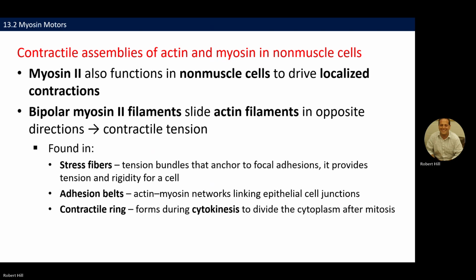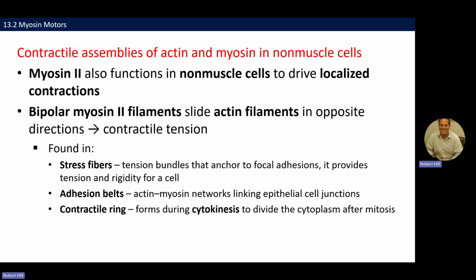So in non-muscle cells, what happens is these bipolar filaments of myosin 2 basically slide actin filaments in opposite directions to produce tension. Tension is important in a cell because it gives rigidity and shape and structure. And that's why we call these contractile assemblies, being found in something like a stress fiber, right? So stress fibers basically anchor to focal adhesions, which we talked about in the last section.